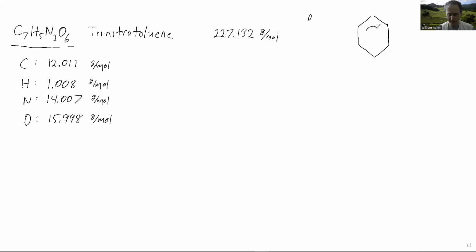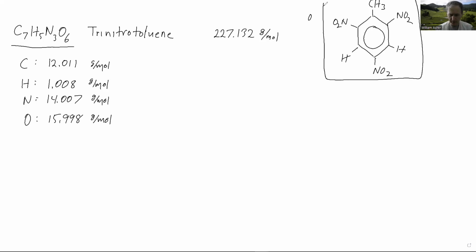It's a benzene ring, so this aromatic structure here, it's got a CH3, one nitro group here, a hydrogen here, a second nitro group here, hydrogen there, and then a third nitro group here. So there's toluene and then 3 nitro groups. That's trinitrotoluene. What you're asked to do is calculate the percent composition of each type of atom in trinitrotoluene. The first thing you need is to know the total molecular mass of TNT.